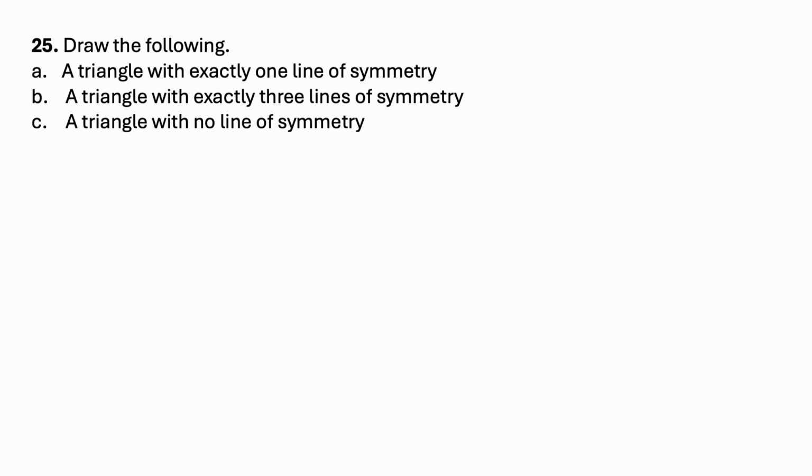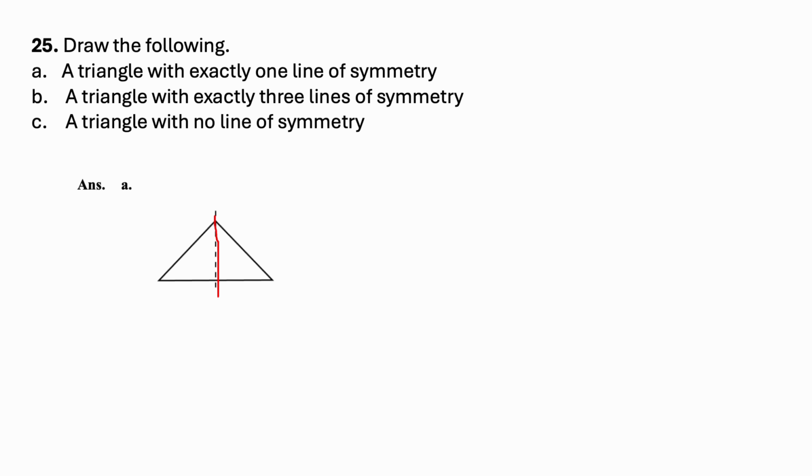Next one, draw the following. First one, a triangle with exactly one line of symmetry. See, this is a triangle with exactly one line of symmetry. This is an isosceles triangle. It has two equal sides. It has one line of symmetry passing through the vertex and the midpoint of the base. See, this is one line of symmetry.